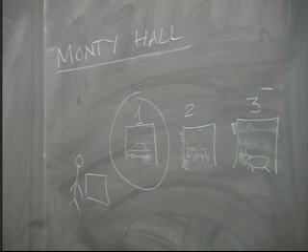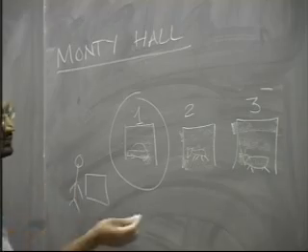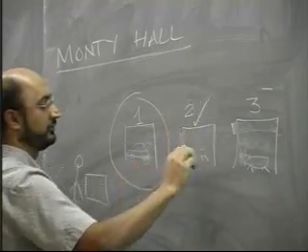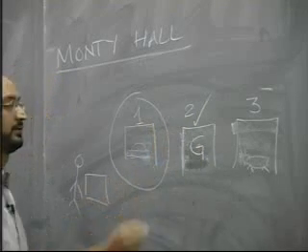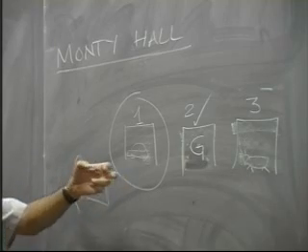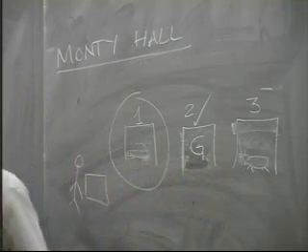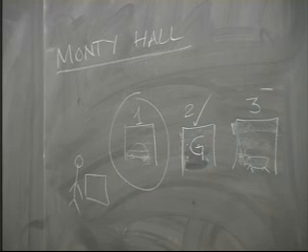Now what Monty Hall does is he says, look, I'm going to open another door and show you what's behind it. So he opens another door. Without loss of generality, he opens door 2, and he shows you there's a goat. Then he says, do you want to change your mind? Do you want to switch, or do you want to stay? Do you want to keep door 1, or switch to door 3? So what should you do? Should you switch or not? That's the Monty Hall problem.